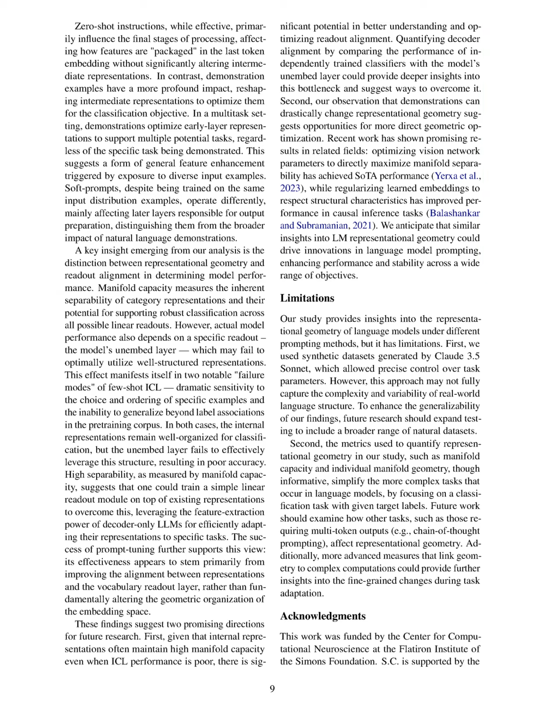Section Summary. In this section, we explore how different prompting methods, including demonstrations and soft prompts, affect the internal representations of language models, revealing that while demonstrations enhance manifold capacity significantly, soft prompts primarily influence later layers without altering earlier representations. Our findings suggest that the effectiveness of these methods stems from their distinct impacts on representation geometry and readout alignment, highlighting opportunities for optimizing model performance through better alignment and geometric strategies.